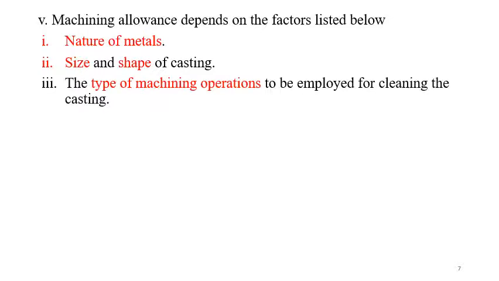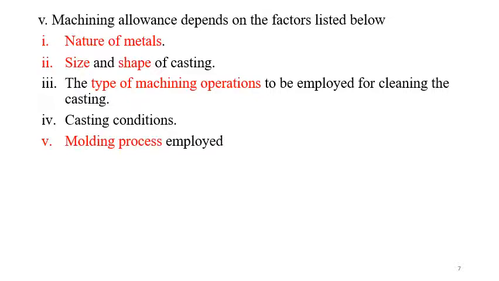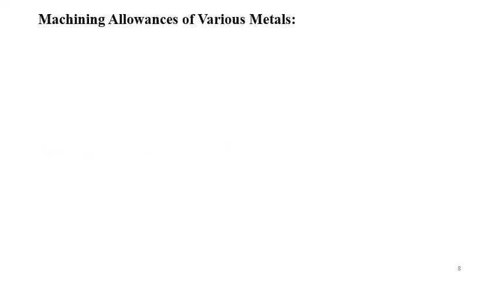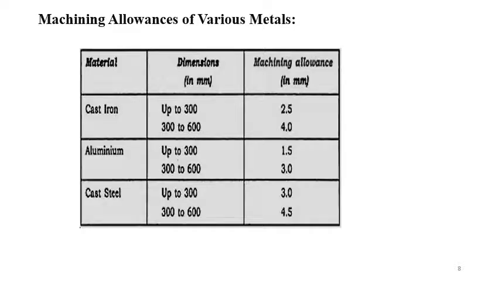So the type of machining operations to be employed for cleaning, the casting conditions, and the molding process — different types of molding process, which type of molding process is adopted — that's a very important one. So machining allowances of the various metals, the standard values, are given. First you can see cast iron, aluminum, and cast steel as examples.